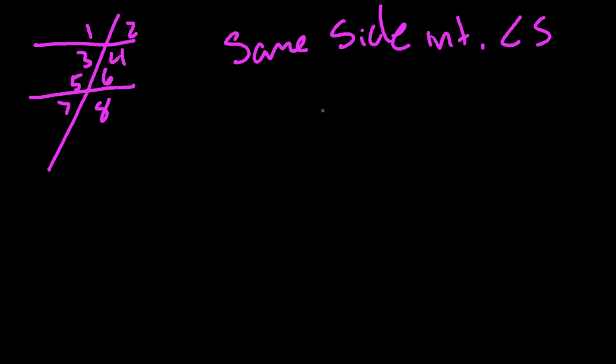Now same side exterior angle, so instead of interior, it's exterior, would be 2 and 8, and 1 and 7. These are all on the outside, and therefore they are also supplementary because they share the same line.